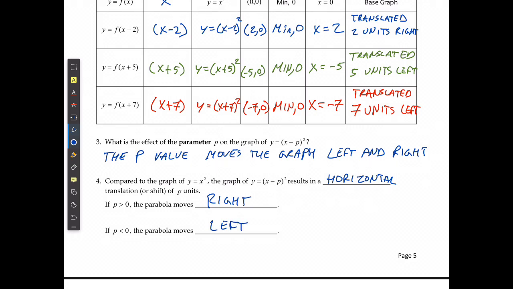The only thing you have to be careful of is, because it is x minus p, if I had x minus 3, the value of p is positive 3. If I had x plus 3, because it is x minus p, that would actually be the same as x minus negative 3, and p is actually a negative there. So remember that if it's inside the brackets, it's always going to be the opposite of what the sign is, the actual value of p.